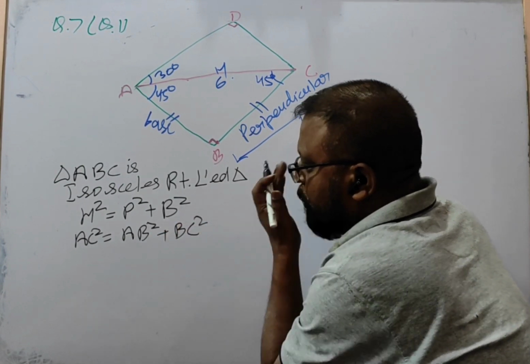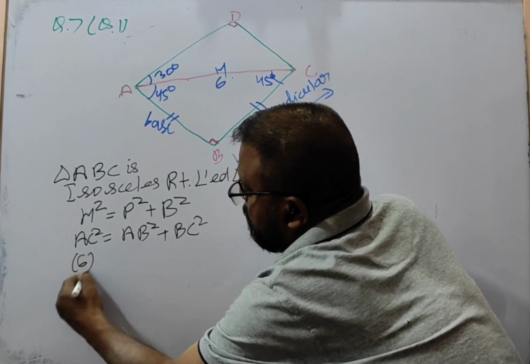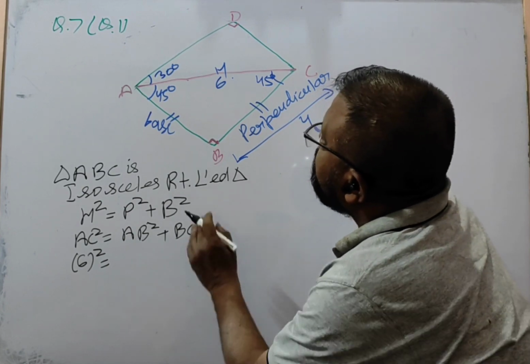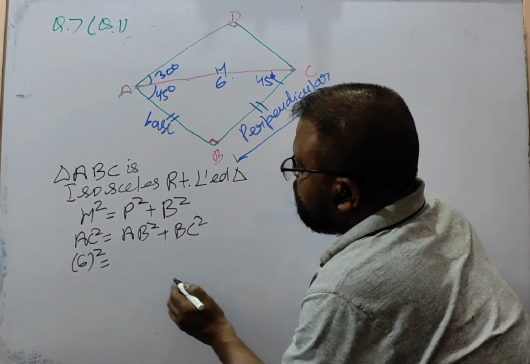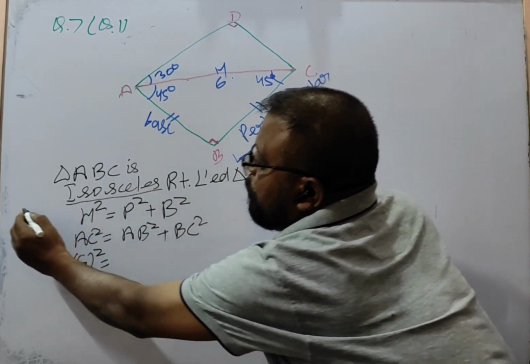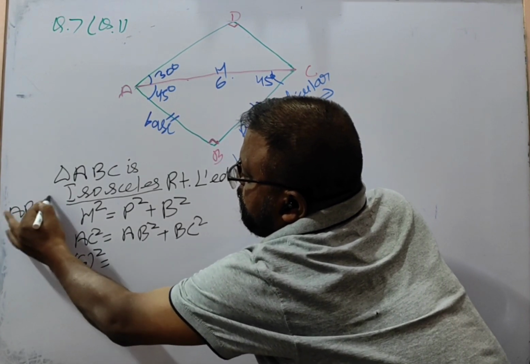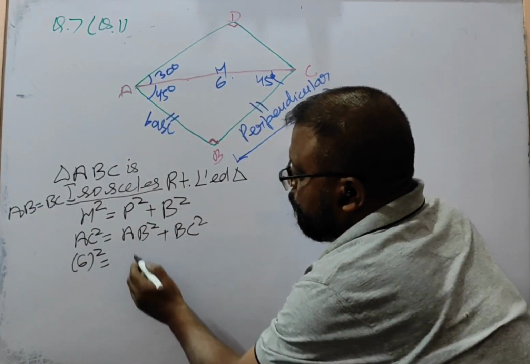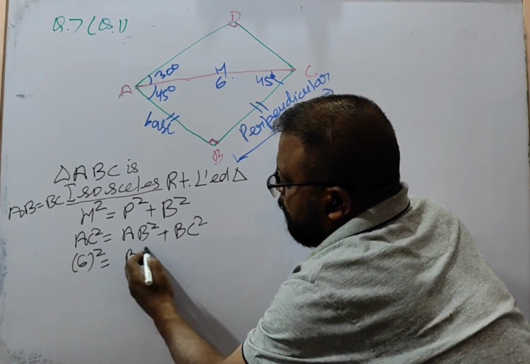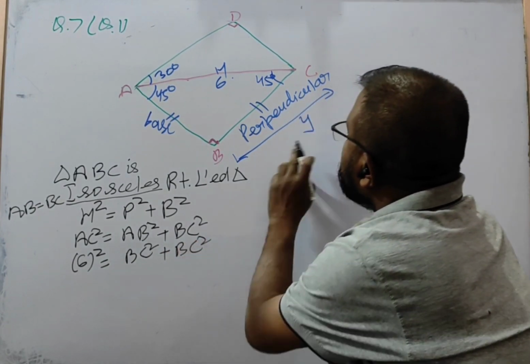BC square. Hypotenuse is 6, so its whole square is equal to AB square plus BC square. As it is an isosceles triangle, AB is equal to BC. So we can write BC square plus BC square, and that is equal to Y.